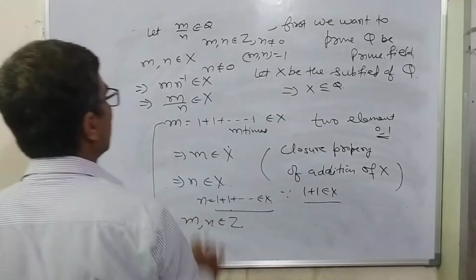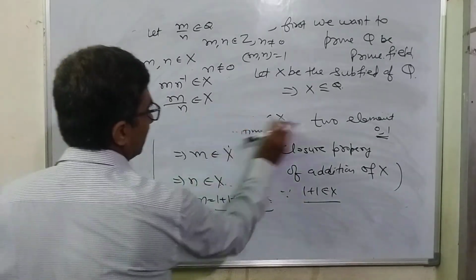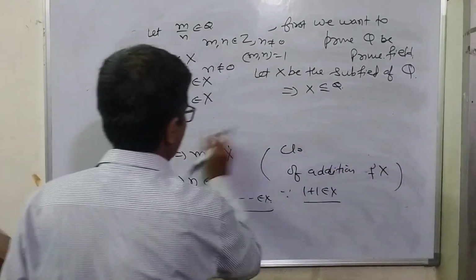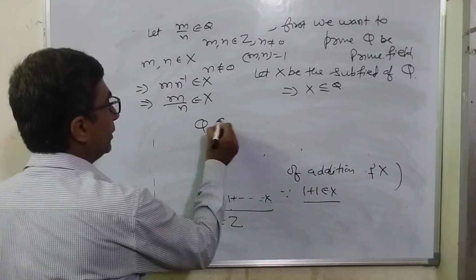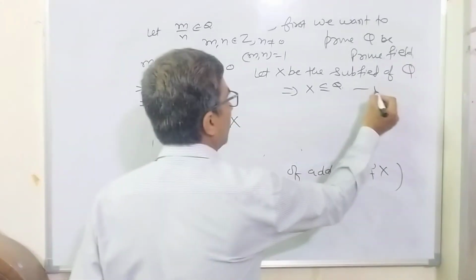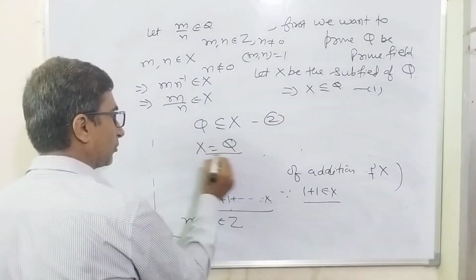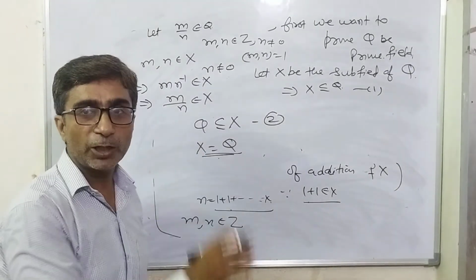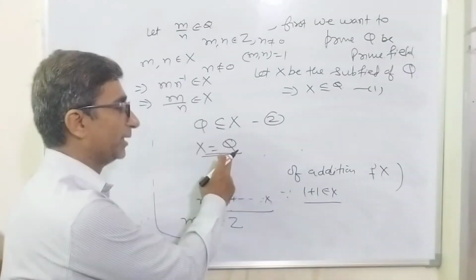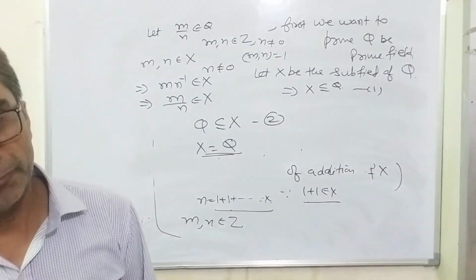What we conclude from here is that Q is contained in X. From the first and second we prove that X is equal to Q. From here we saw that no proper subfield is contained in Q, therefore Q is a prime field. Thank you.